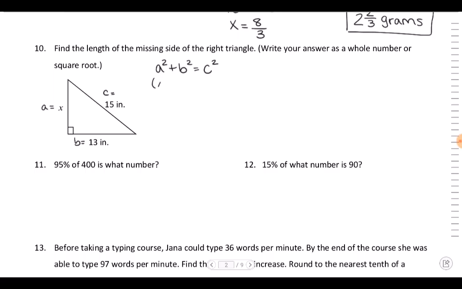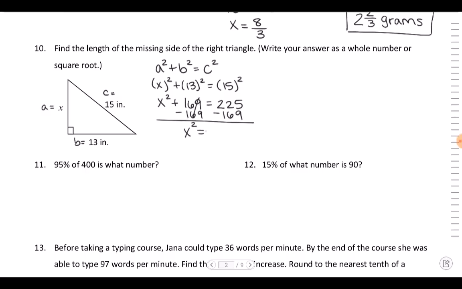So if I plug in x squared plus 13 squared equals 15 squared, then I get x squared plus, now 13 squared is 169, and then 15 squared is 225. So if I subtract 169 over, then I have x squared equals 225 minus 169, which is 56. And 56 is not a perfect square.